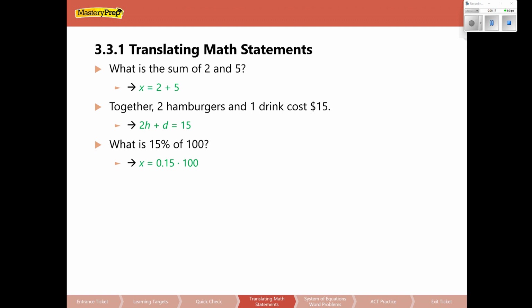What is 15% of 100? So x is equal to 0.15 times 100.